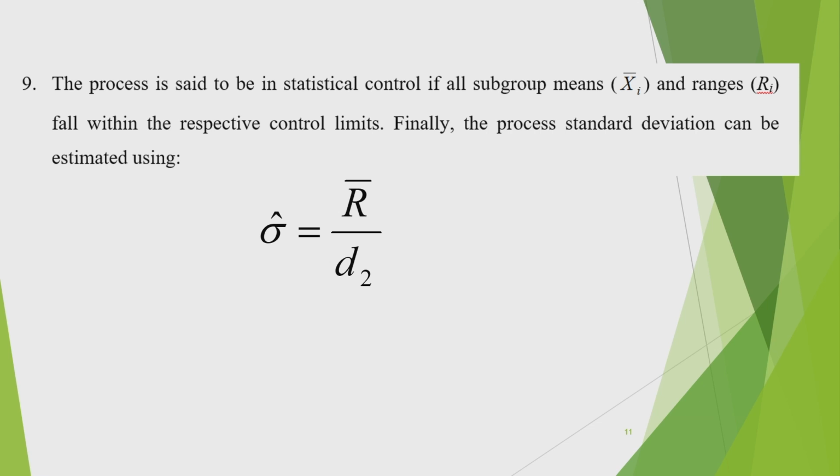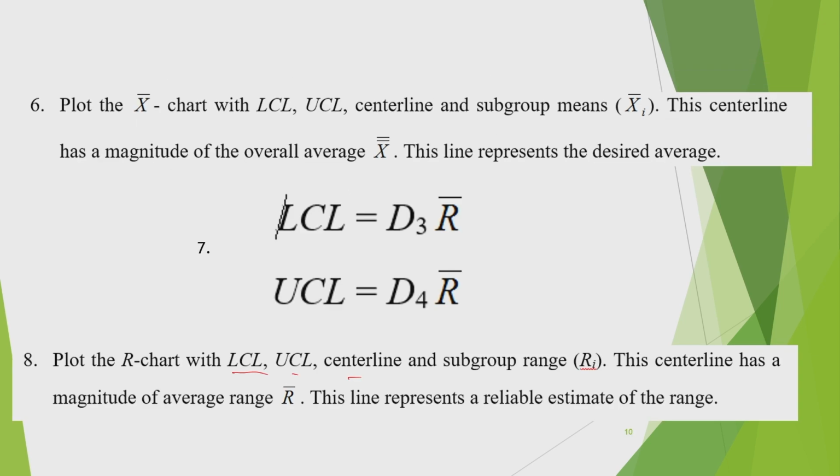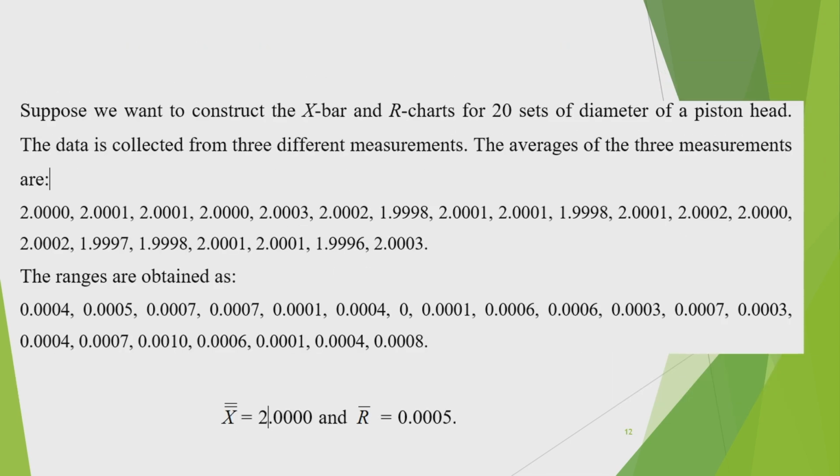And sometimes you can even find the standard deviation chart also. The standard deviation can be calculated empirically from the range. Sigma is equal to R bar by D2. If you know the average range, divide it by D2 and you get this, and D2 again is given in the table.